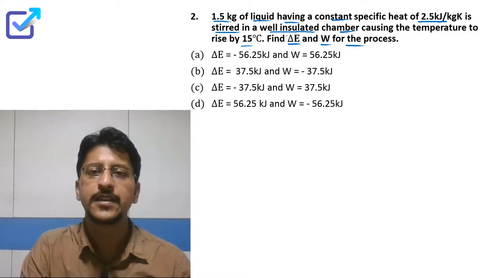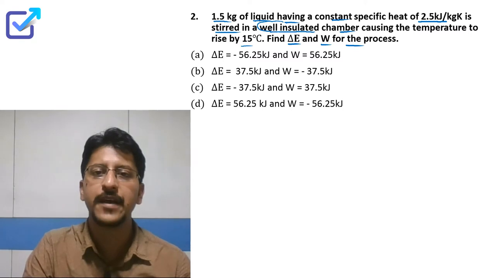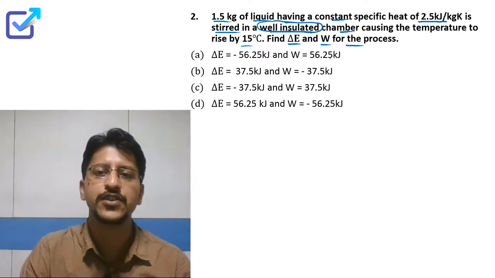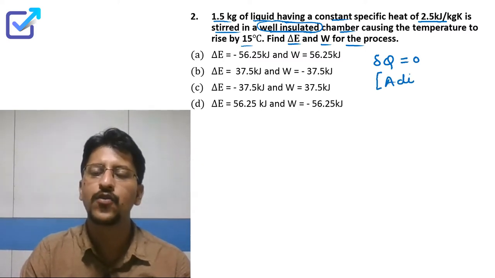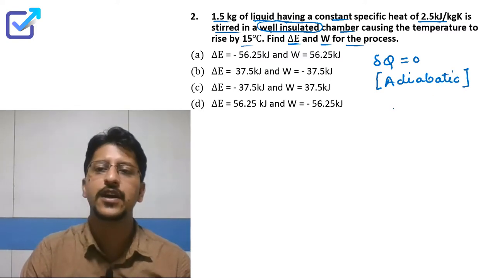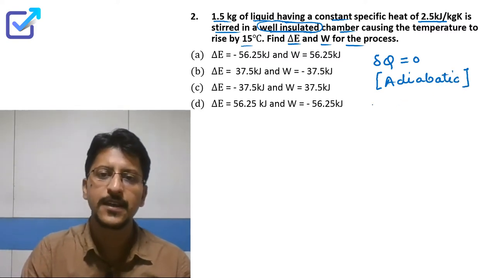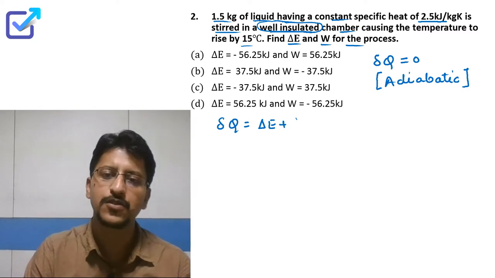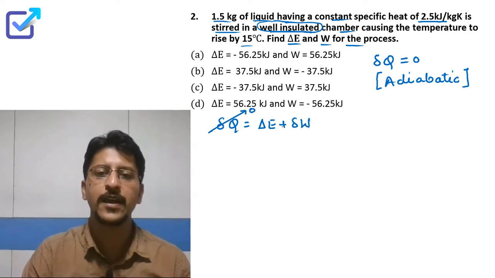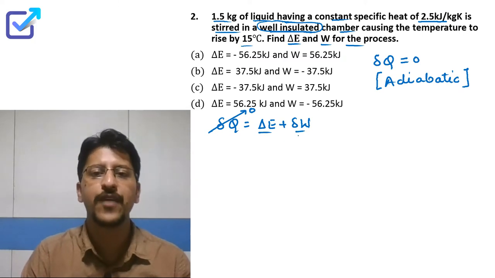The first thing we learned from this question, by reading it again, is that it's a well insulated chamber. Insulated chamber means that there is no heat transfer. Such processes are known as adiabatic processes, which involve no heat transfer. Then we know the basic equation of the first law of thermodynamics for processes. In this case, the heat transfer is equal to zero, so we are left with these two terms and we have to find them only.